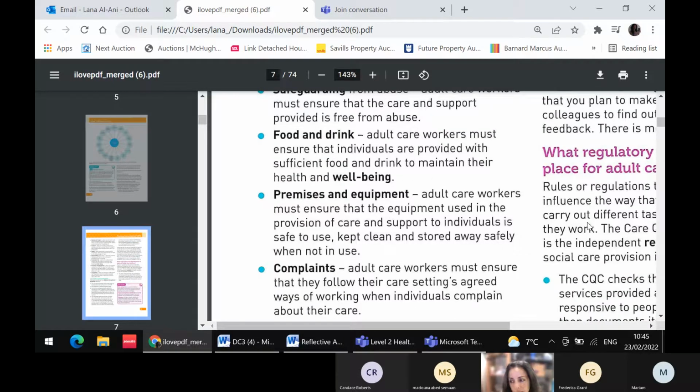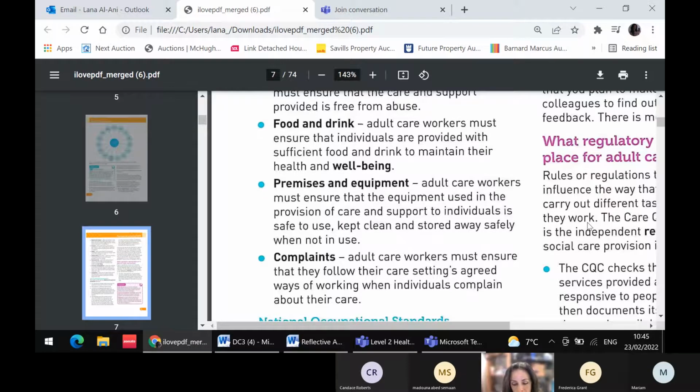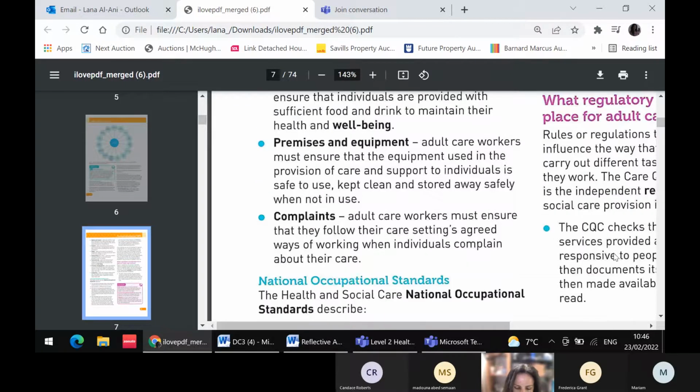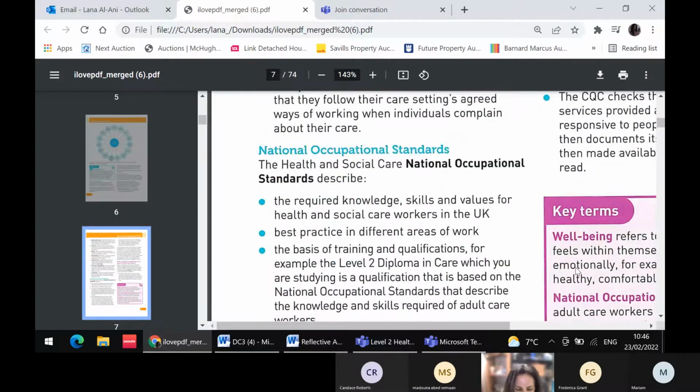About the premises, as an adult care worker, your responsibility is always to make sure that the equipment is safe, clean, doesn't have any damage, and is stored in a safe area. And if there is any complaint, you need to report it to a member of staff, normally your manager. You also need to follow the policy and procedure for handling the complaint, like recording it properly and passing it to the appropriate person. So this is another standard, which is the National Occupational Standards.